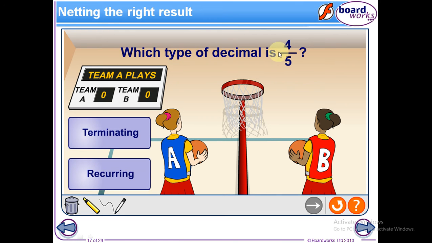So which type of decimal is 4 out of 5? Now I don't need to, guys. I have the rule already. Anytime the prime factor of the denominator is either 2 or 5, it is terminating. So since this is divisible by 5, then it is terminating. Whoop! Yippee! Next question.